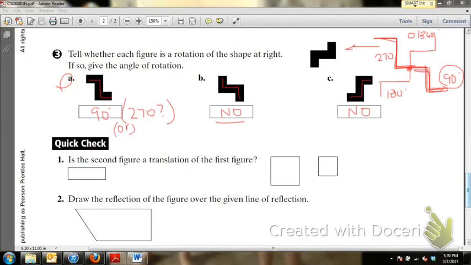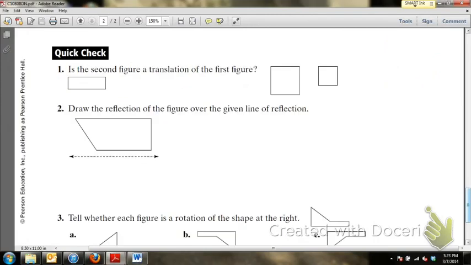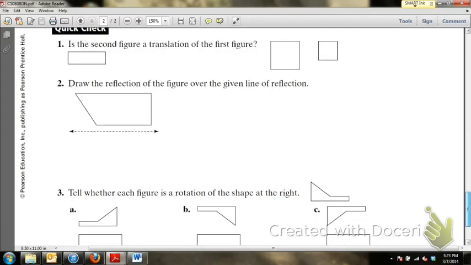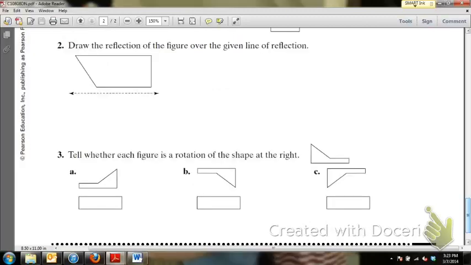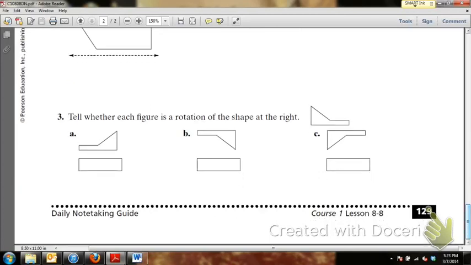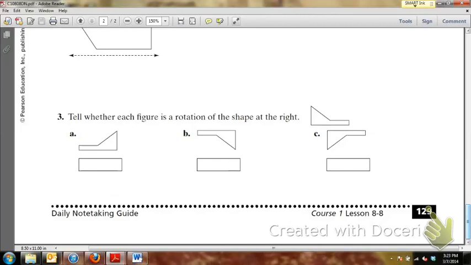All right. So now in the quick checks, they've just followed the examples that we just did. Is the second figure a translation of the first figure? Yes or no? Number 2, try to draw that trapezoid reflected over the line. And 3, tell whether each figure is a rotation of the shape at the right. And they don't ask you to give the degrees. They just want to know, can you rotate that original shape and get the picture that they show without having to flip it? So you can't flip it to make it match. Rotation, you just have to turn it around. Okay, so answer those and we'll check your work in class.